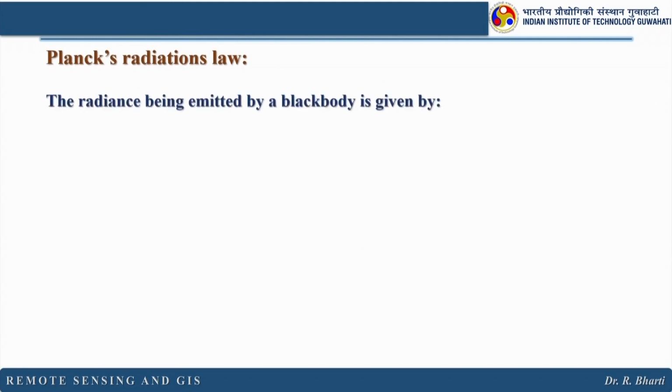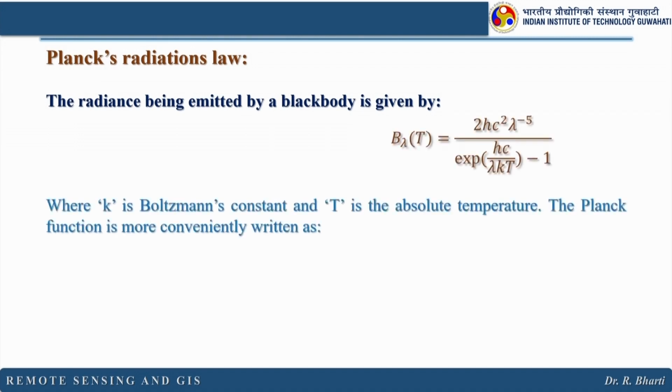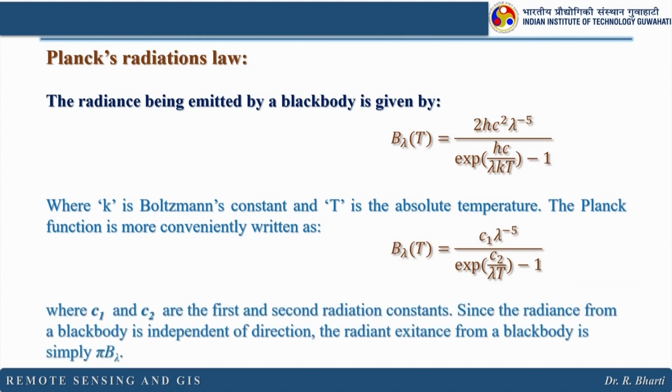Then Planck's radiation law. The radiance being emitted by a black body is given by this formula, where K is the Boltzmann constant and T is the absolute temperature. The Planck function is more conveniently written as this, where C1 and C2 are the first and second radiation constants. Since the radiance from a black body is independent of direction, the radiant exitance from a black body is simply pi B lambda. So here this is important to understand, the radiance being emitted by a black body, right?